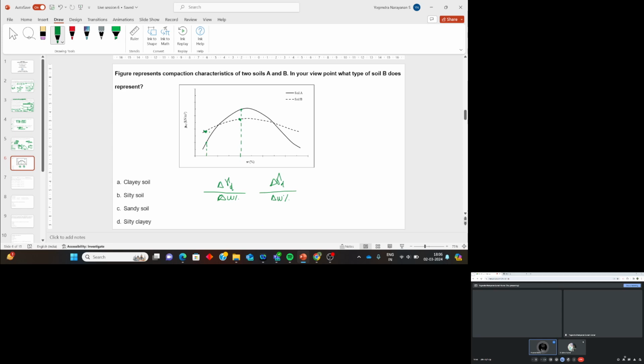So, what does that signify? That particular soil is very difficult to compact. You are unable to achieve a higher density with it. That usually you will be encountering in extremely clay soil and extremely sandy soil. Both clay soil and extremely sandy soils are very difficult to compact.